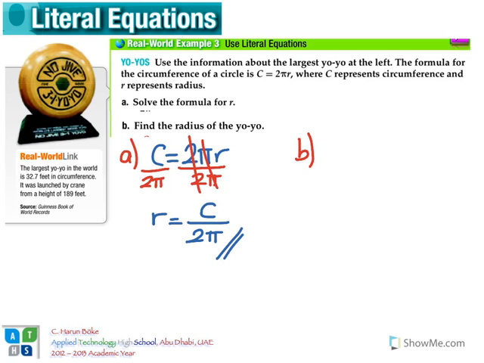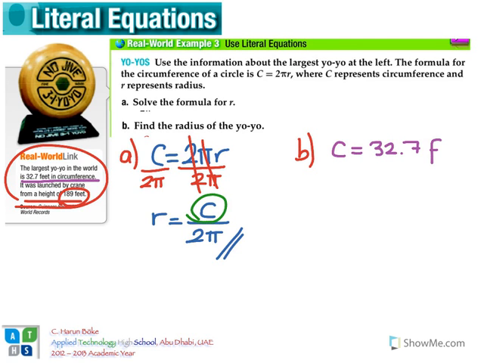Now for part B, I'm going to use the information given here. Now let's see what we have. Now the circumference is given, so C will be 32.7 feet. And there's also another information. It was launched by crane from a height of 189 feet, but we only need in this formula the circumference. We have nothing to do with the height, so we don't use this information.